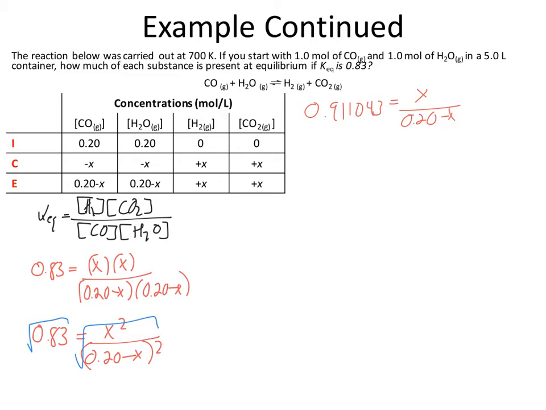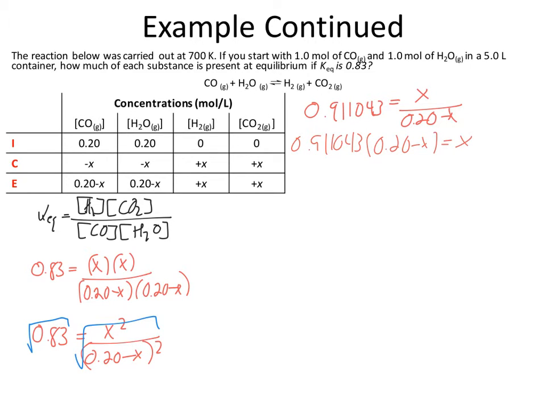We don't have to create a quadratic equation for this because we don't have any squared x's. So to isolate for x, we're going to bring this up to this side, multiply both sides, and then bring all the x's onto one side and solve for x. So the way that we get that, we're going to get 0.911043 times 0.20 minus x, and that's going to be equal to x.